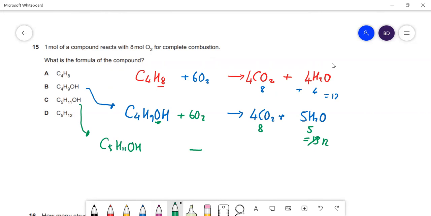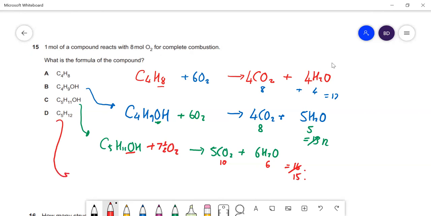C5H11OH. That's going to give us 5 CO2s, and we've got 12 hydrogens there, so it's 6H2O. How many oxygens do we need for that? Well, we've got 10 in the CO2, and we've got 6 there. That's equal to 16. But we've got one there already, so that's going to be 15, which is only going to be 7.5 O2. So it can't be that one. It must be the last one.